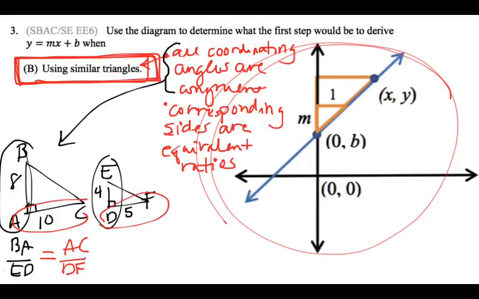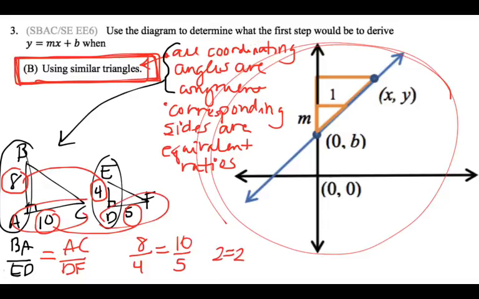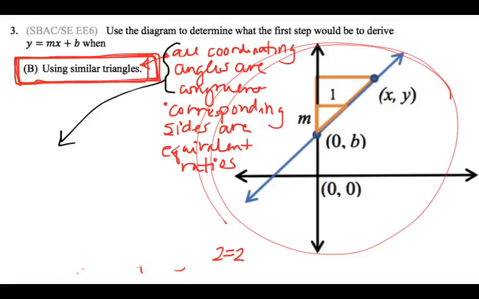So BA would be 8, ED would be 4. So basically I'm just taking this side and this side, making it a fraction. Then I'm taking 10 and 5 and making it a fraction. Do you see how they both equal 2? Those are corresponding sides. Okay, so that's just what this means. You didn't have to copy all that triangle stuff down. I just wanted you to understand what I'm talking about when I say these things about triangles.